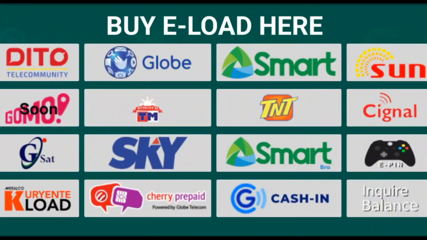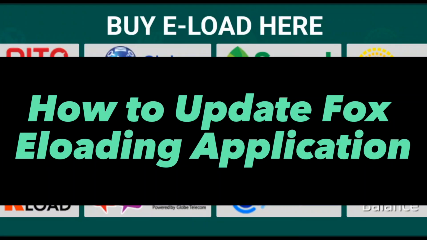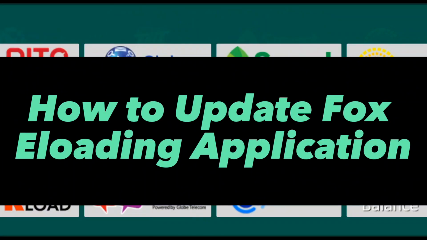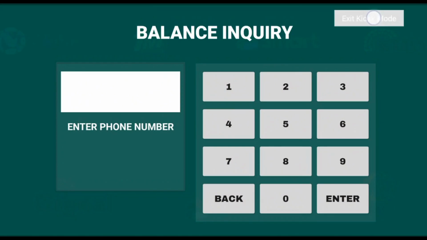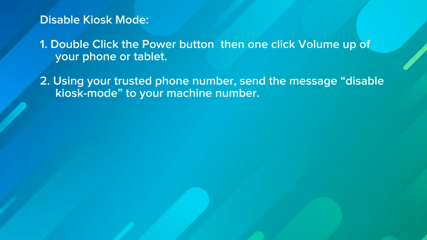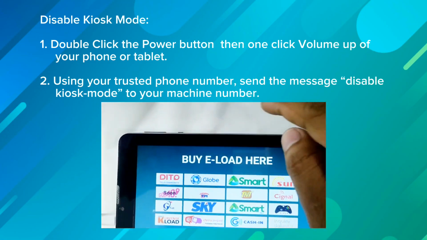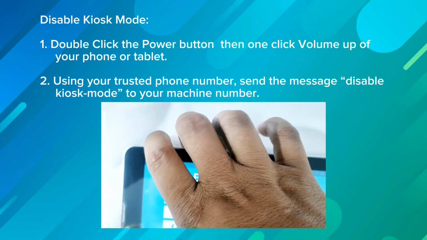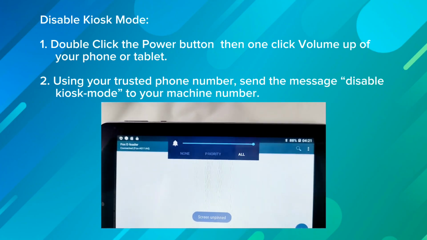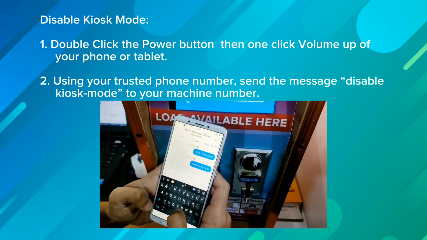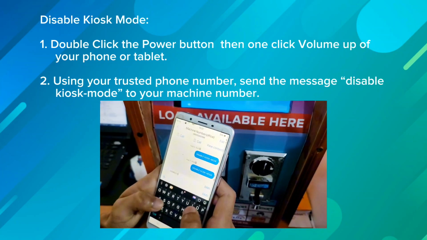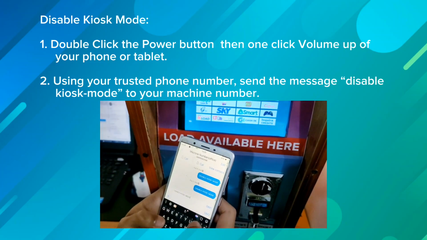In this video, I will show you the steps on how to update your Fox Eloading to the latest version. First, disable kiosk mode. These are the different ways to exit kiosk mode. 1. Double-click the power button, then 1-click volume up. Or 2. Using your trusted phone number, send the message disable kiosk mode to your machine number.